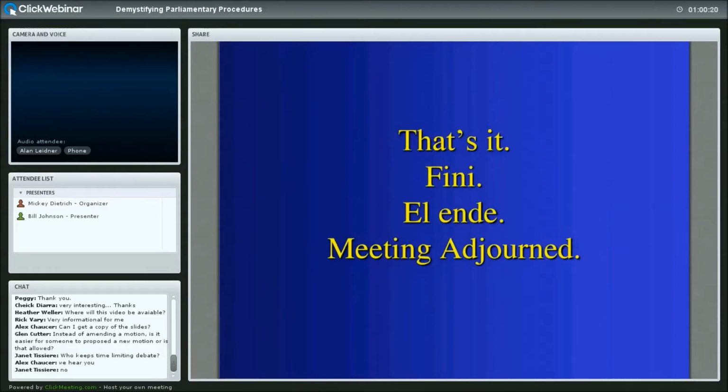I see Glenn's question says, instead of amending a motion, is it easier for someone to propose a new motion, or is that allowed? No. Once a motion is made, it's going to have to be handled. So you can amend that motion. We can vote on it. We can table it. We can withdraw it. We can refer it to a committee. We can do one of those things. But we can't just replace it with a new motion while a motion is on the floor. So that motion is going to reach one of several possible conclusions, and not be replaced by a new motion.